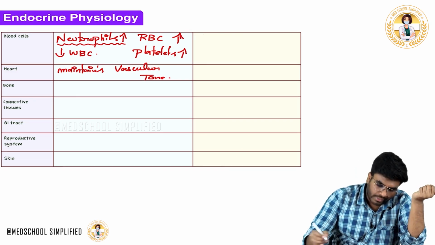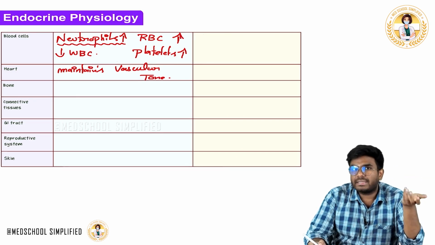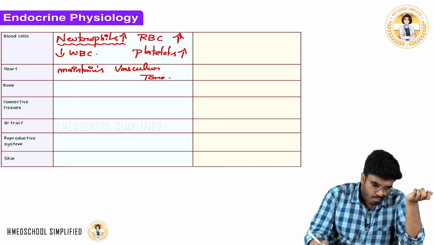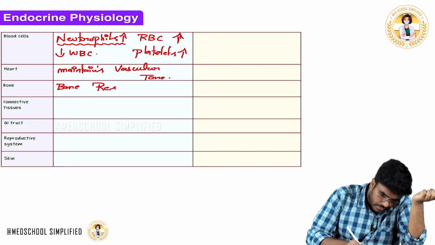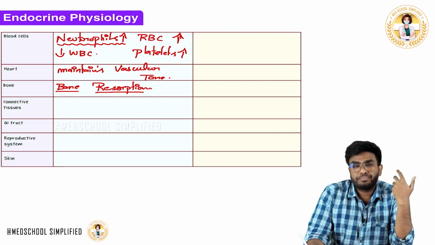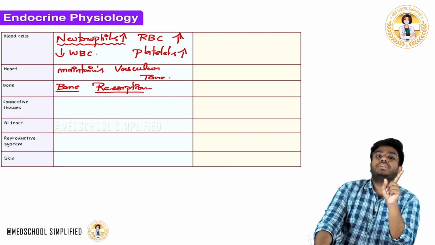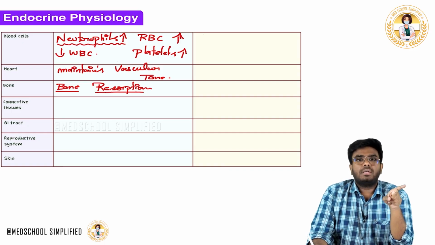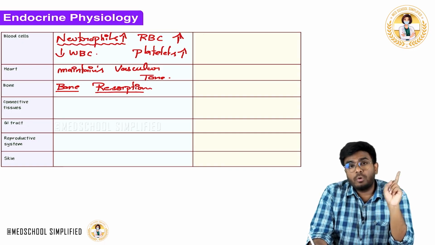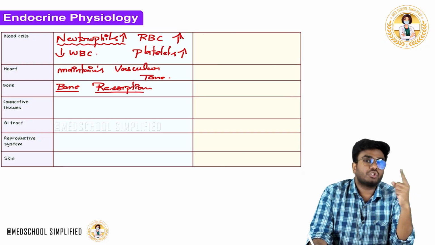Now, on bone, what is cortisol doing? Catabolic. Even bones are getting destroyed, osteoclasts will be activated, that causes bone resorption. Cortisol will inhibit, and this is one of the important MCQs, the conversion of the osteoblastic precursors into osteoblasts.